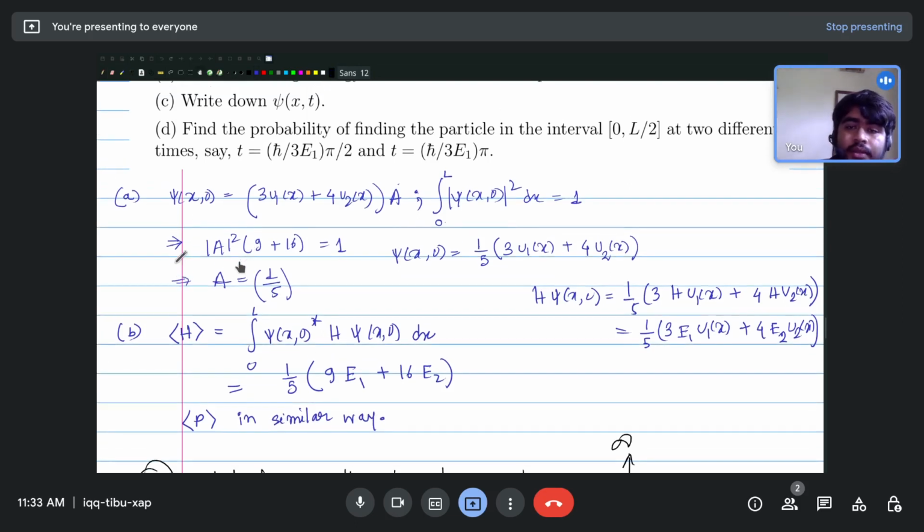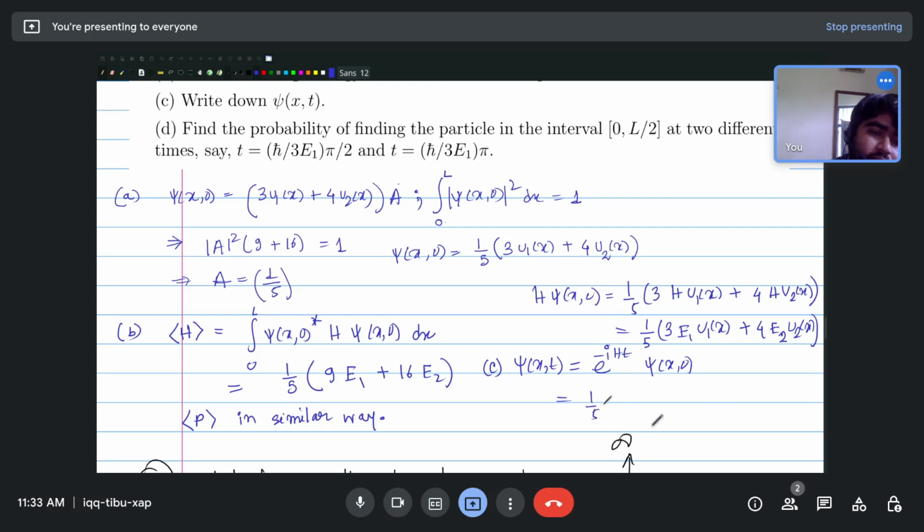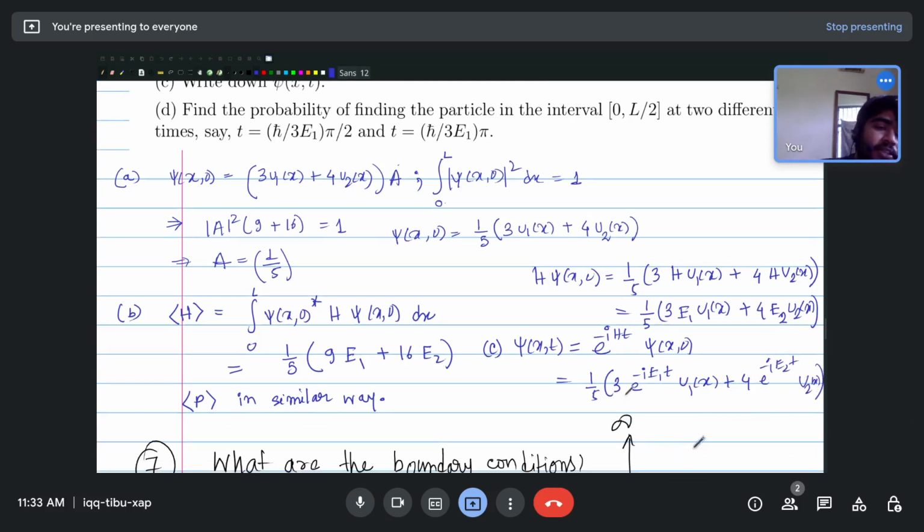Okay, so now let's do part C. Part C asks what is psi of x,t. Psi of x,t is given by e to the power minus i H t acting on psi x0, and it will act on each of these wave functions and give you the time dependence: e to the power minus i E1 t u1 of x plus 4 e to the power minus i E2 t u2 of x. So this is what the time dependence of the function will be.